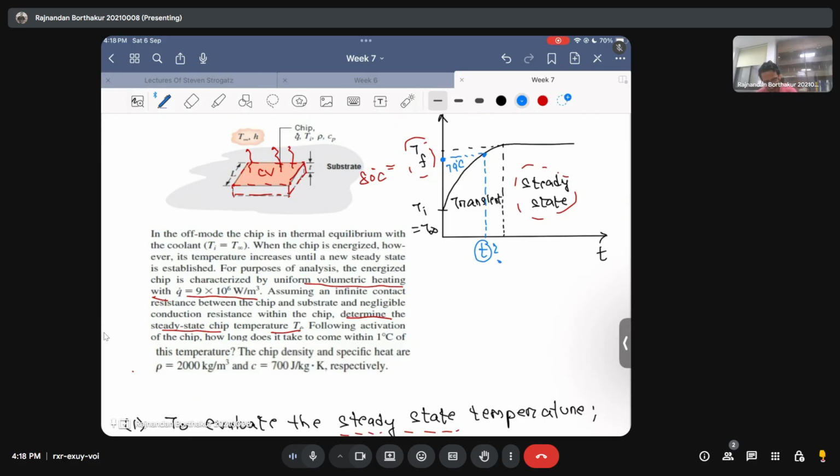So what they are asking is you need to calculate this t when my temperature is 79 degrees Celsius. Okay, and for this, since we are in the transient zone, we need to do the transient analysis. But remember, although this is a lump body, the reason why I'm calling it a lump body is because they have said that there is negligible conduction resistance.